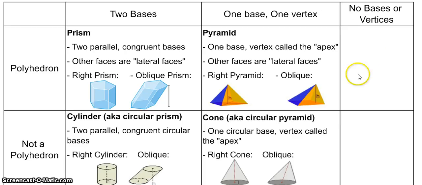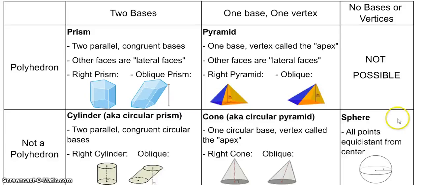Our last solid to discuss is one that has no bases or vertices. Is it possible to create a polyhedron with no bases or vertices? It turns out that it is not possible. This is because a polyhedron has polygon sides, and we know polygons are made up of vertices, or points, and edges, or segments. You can't have a polygon without any vertices, so you can't have a polyhedron without any vertices either. But would it be possible to make a solid, maybe something that's not a polyhedron, with no bases or vertices?